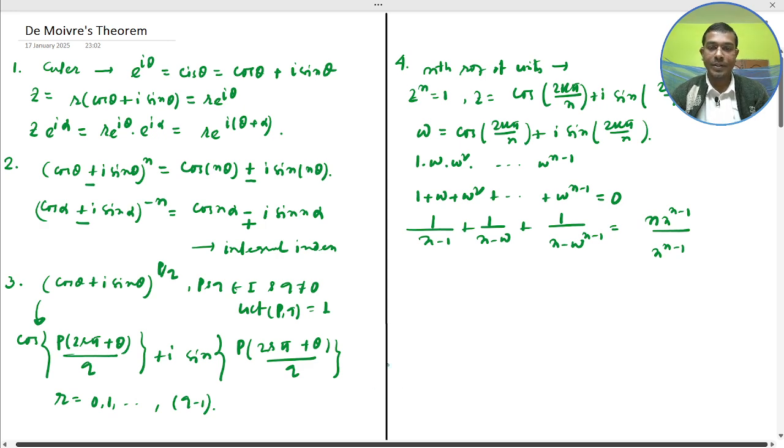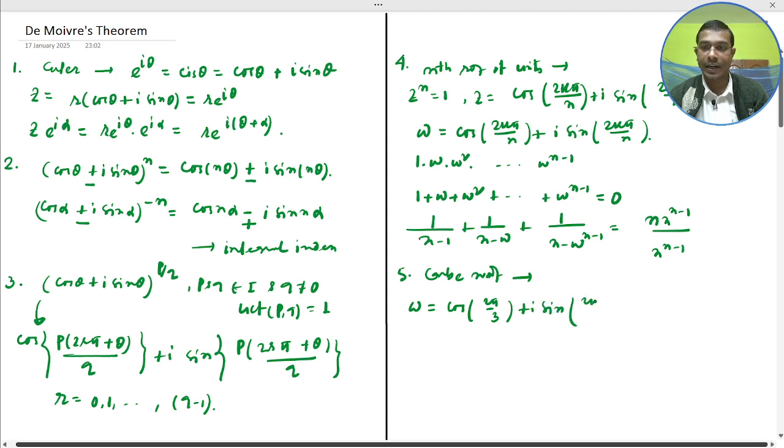Next, the cube root of unity. This is the special form of the nth root of unity, where omega is equal to cos 2π/3 plus i sin 2π/3, just putting n equal to 3. So here one solution is omega, which is minus 1 plus root 3 i by 2, and the other solution, omega square, is minus 1 minus root 3 i by 2.